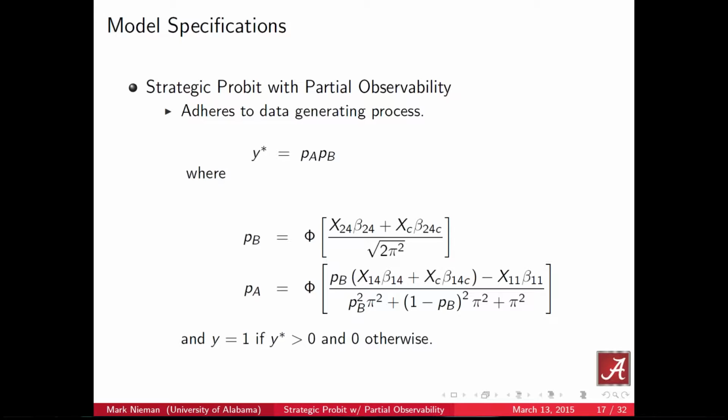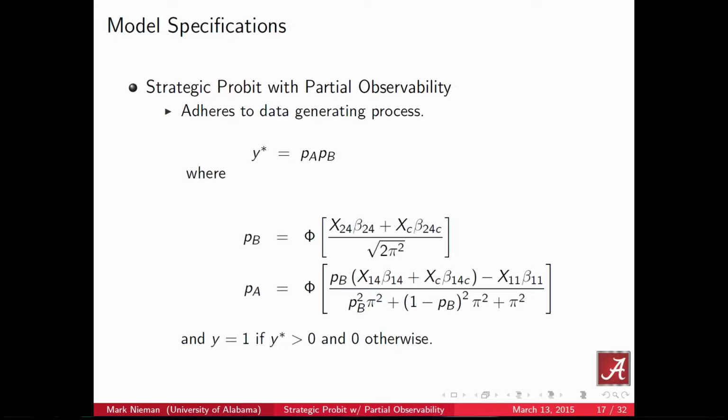To more clearly identify the model specifications that I'm using: the strategic probit with partial observability. Again, we're only predicting the y star, the latent process, where we see the joint outcome as the probability of action A and the probability of action B. The probability of action B is a function of the two war outcome regressors, if we're thinking of the Civil War model, where it's a normal distribution, following this backwards induction process. Then the probability that player 1 chooses action A is going to depend on the probability that player 2 chooses action B.